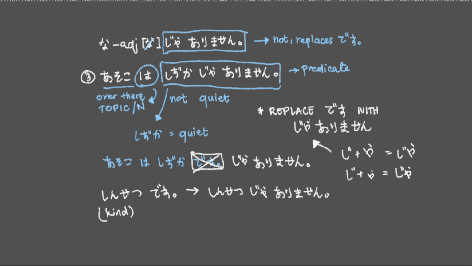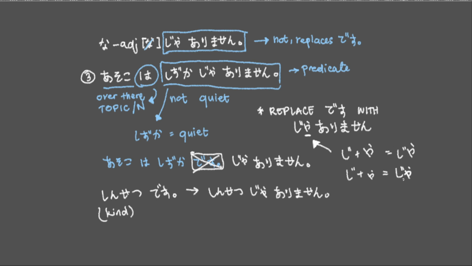So this is clearly small ya. If it is a small ya, that means it can be merged into one syllable with the previous syllable. For example, here we have ji, and then we add ya. It becomes one syllable, ja. Okay, just so we're clear.